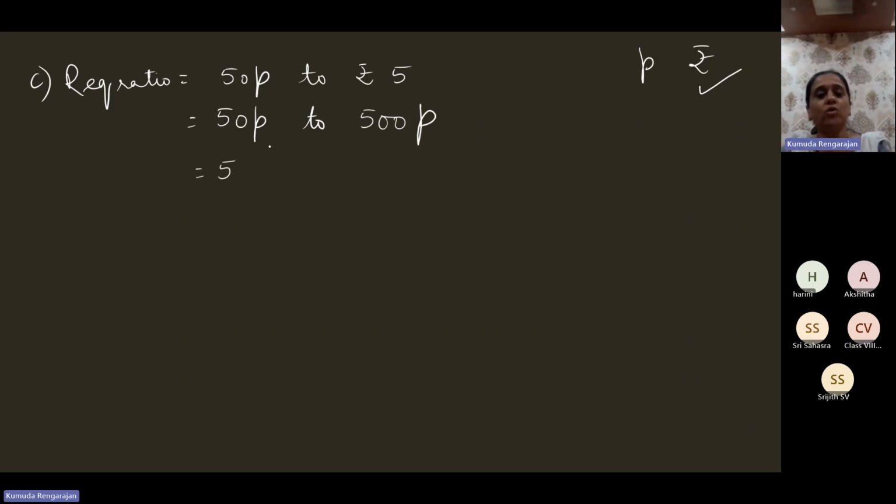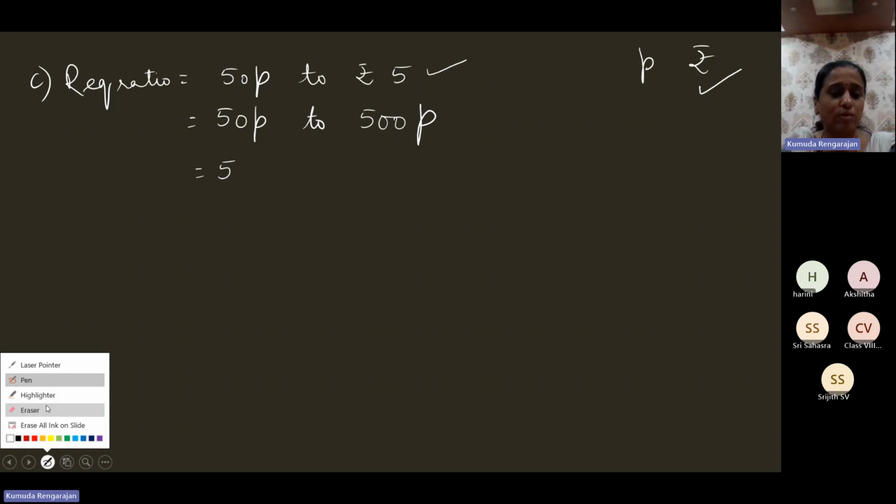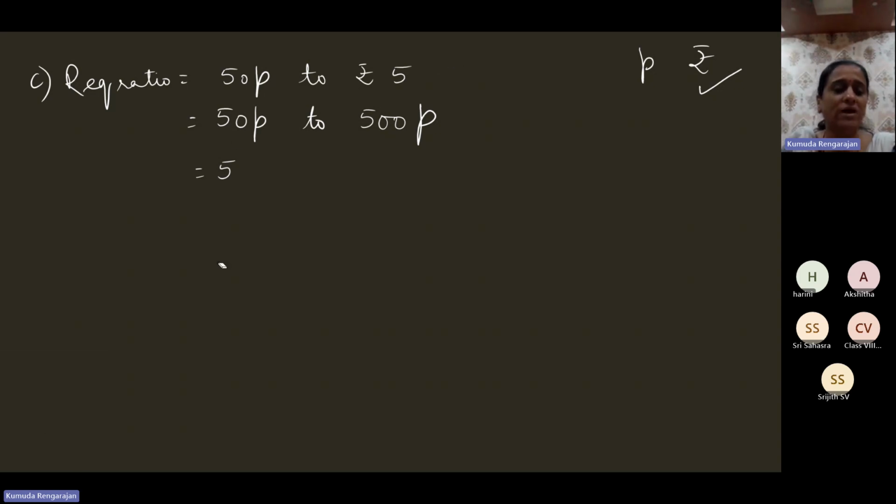Now we have both the numbers in the same unit. In the question, they had different units, paise and rupees. Now we converted the larger unit to the smaller unit, and both of them are in paise. Now find the ratio, 50 is to 500. You can cancel the 0, and 1 is to 10. Correct. 1 is to 10 is the required ratio.